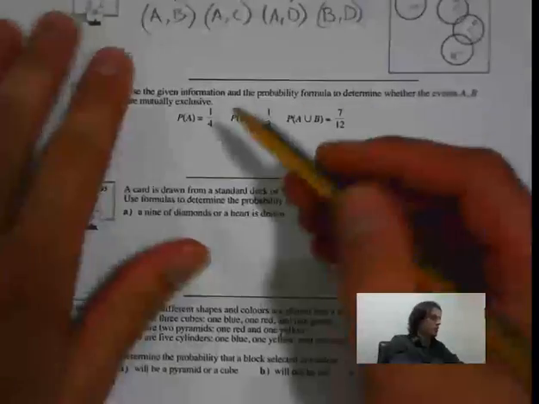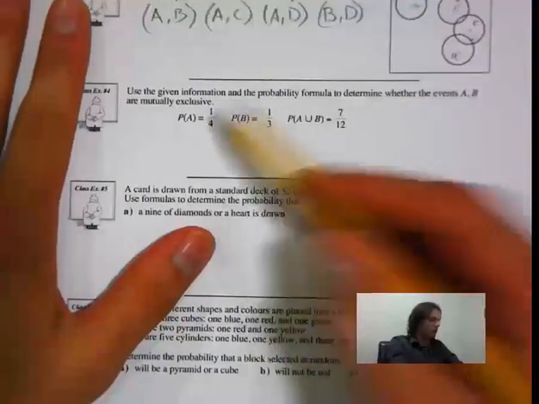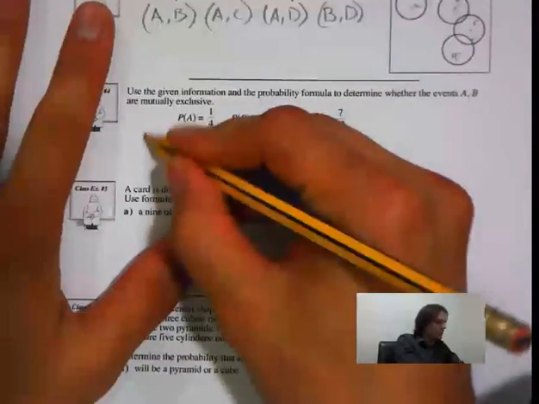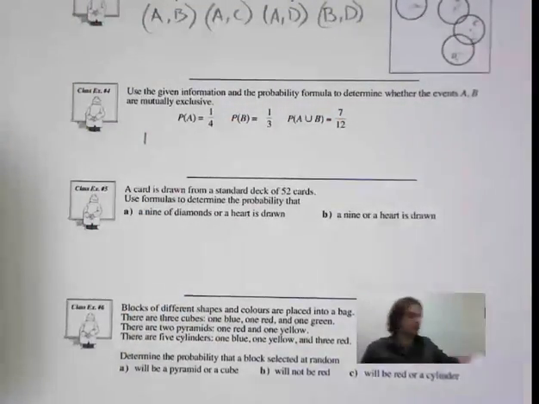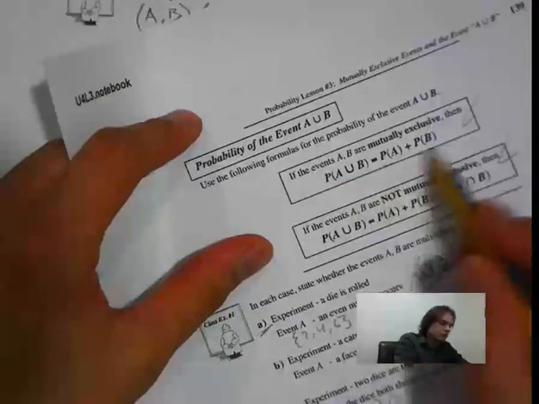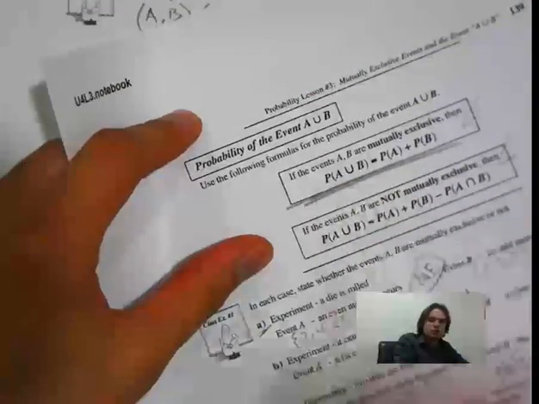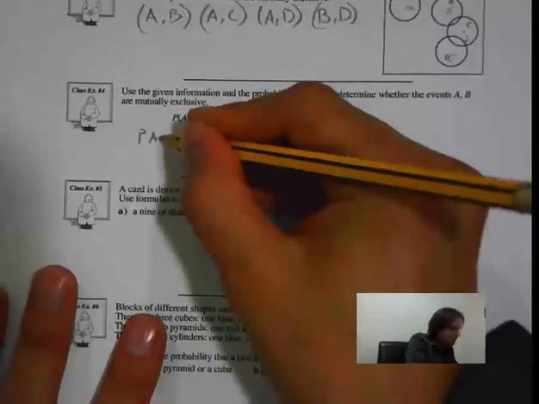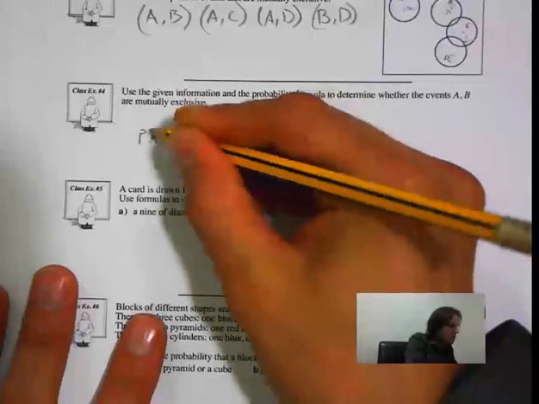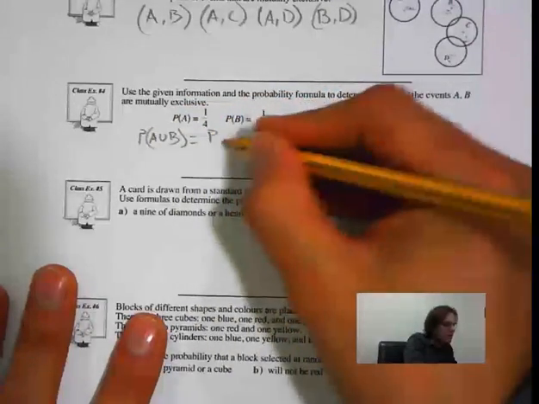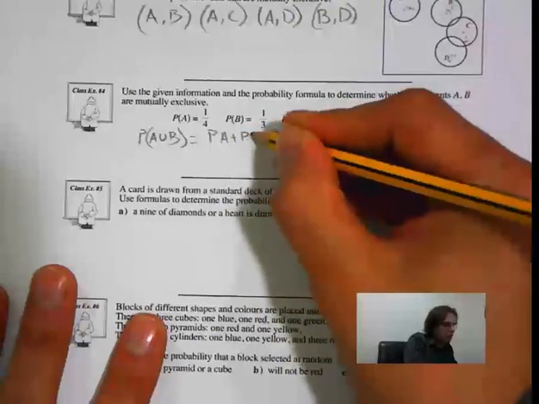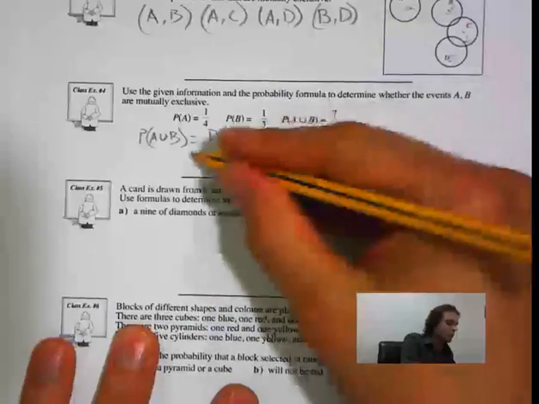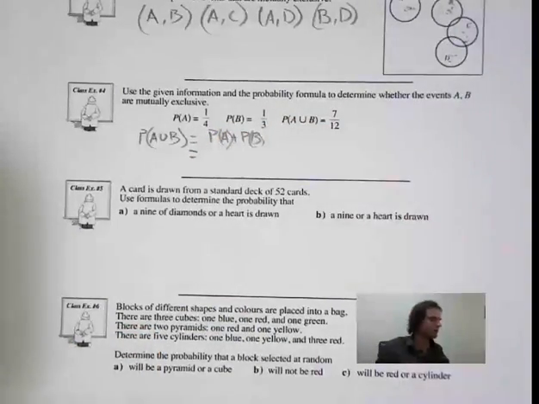Okay, so take a look at this here. We have 1 over 4. So let's look at our formula. Here's our formula. In order for it to be mutually exclusive, this must be true. So let's see if it does. The probability of A or B must equal the probability of A plus the probability of B in order for it to be mutually exclusive. Let's see if this is true.